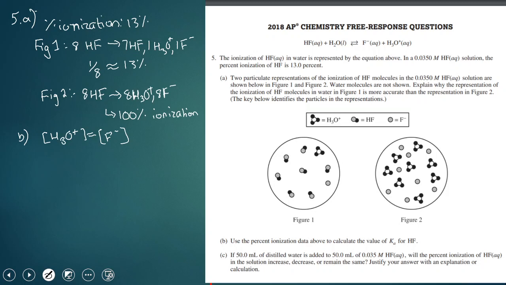Now, one of the things that we can figure out is that we have percent ionization as 13%, which is 0.13. Well, this is going to be equal to our concentration of H3O divided by our concentration of HF initially. And our concentration of HF initially was 0.035. And so we can calculate the concentration of H3O plus. I should probably put a plus. So our concentration of H3O is going to now become 0.00455.